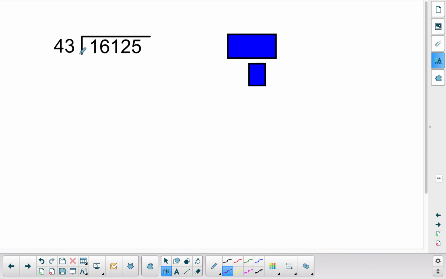All right, a little review of two-digit divisors. This number outside here is called the divisor, and this number is called the dividend. We're trying to see how many times the divisor fits in the dividend.